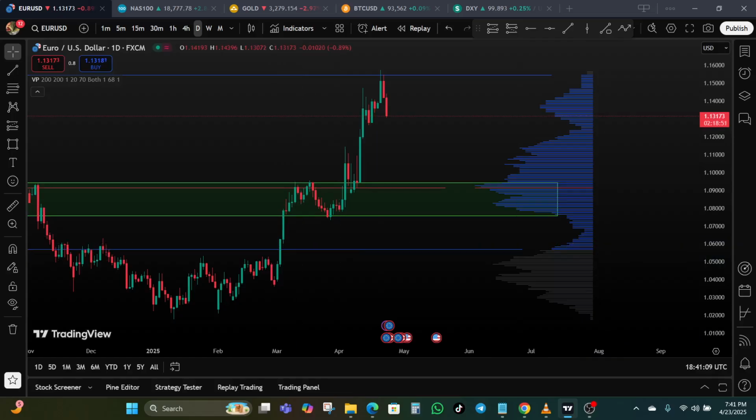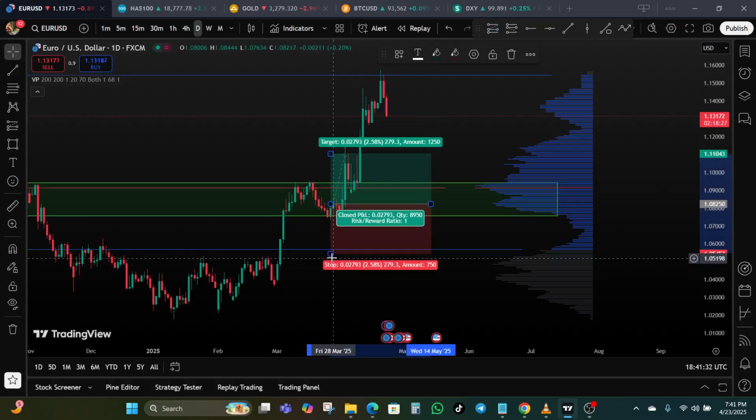Combine these setups with confluences like session opens, news events or liquidity levels for stronger signals. Always define your stop loss below or above the volume zone edge. Make sure that you define your stop loss. Ensure that you also have good risk to reward ratios. Make sure that you always have a good risk to reward ratio.